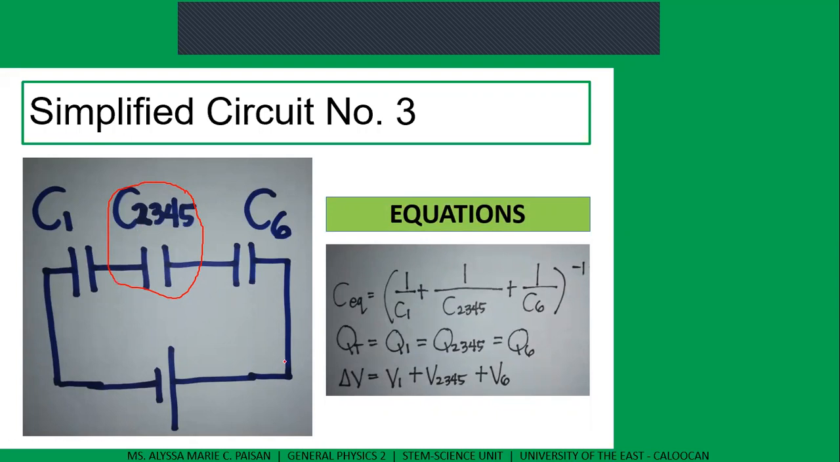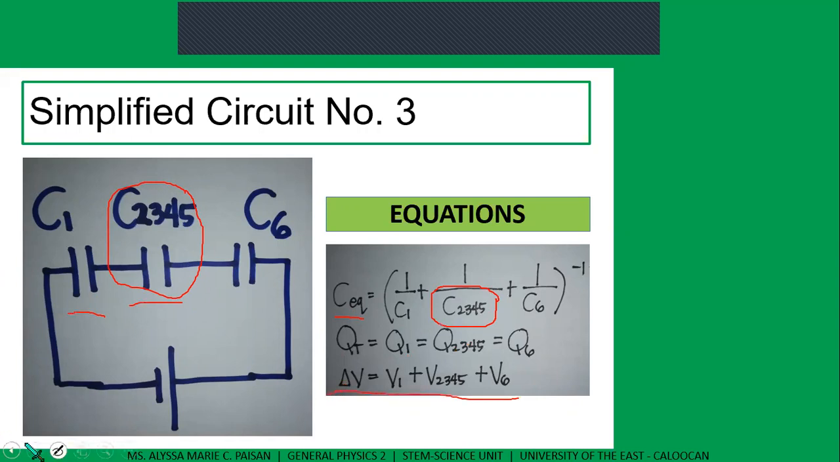Okay? Yung equivalent capacitance would be, ayan, you imagine it na tatlo lang yung capacitors niya. Tapos naka-series, kaya ganito. Tapos notice, we treat as one na yung C2345 in all aspects, in all factors. For the Q total, we have Q sub T is equal to Q1. Ito siya. Tapos equals din siya sa Q2345 and equal din siya sa Q6. Tapos ang mag-add together naman ay yung voltages.